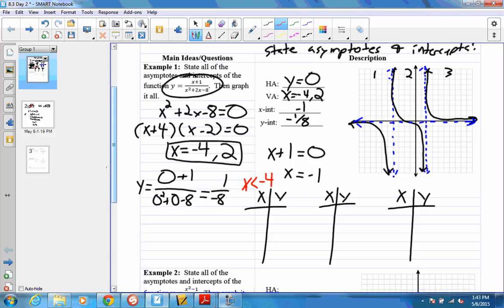-4, right? Isn't this asymptote at -4? So region 1's from here over. Okay?